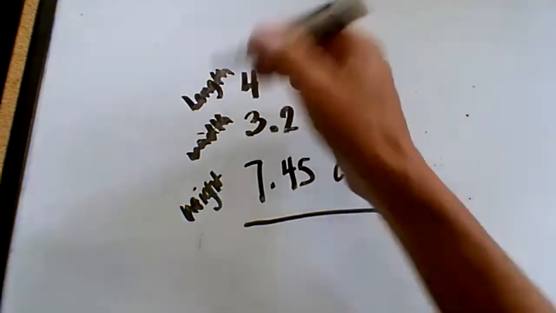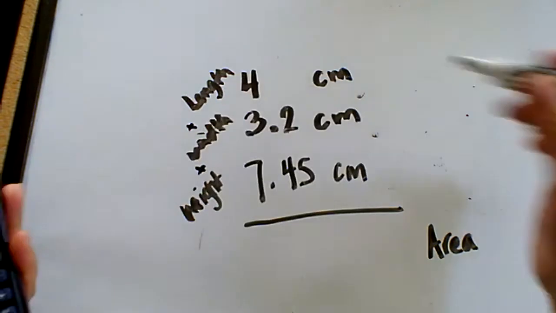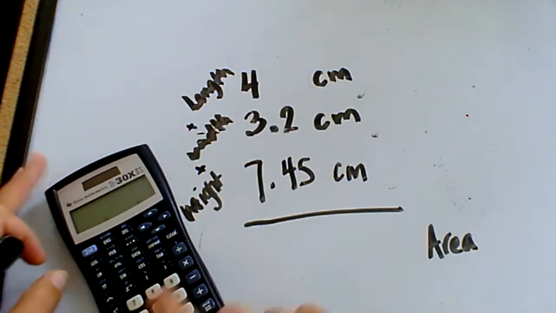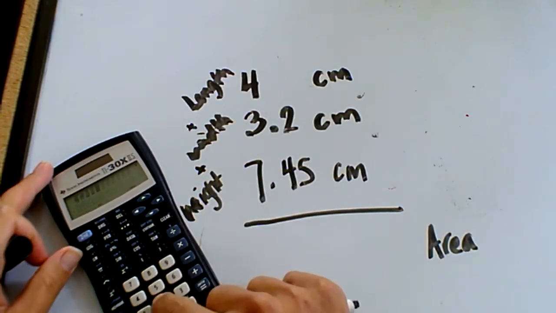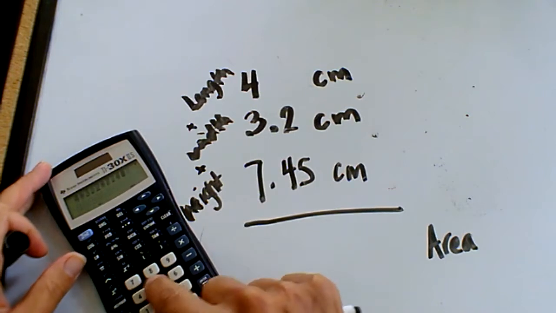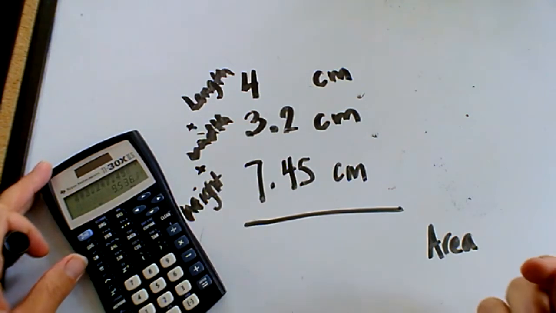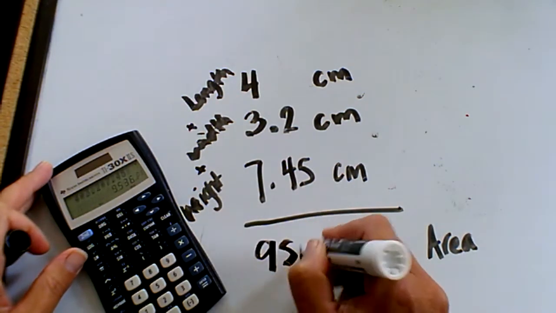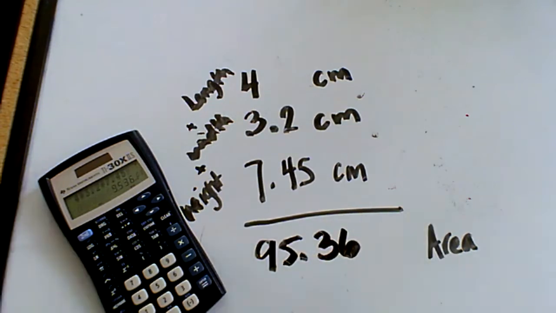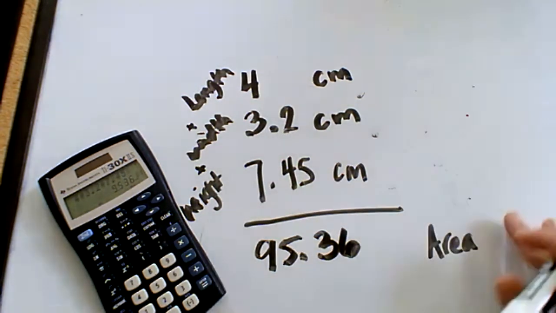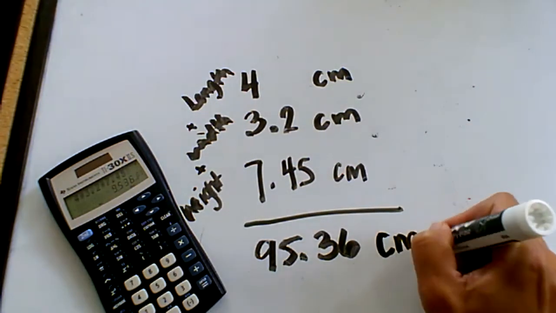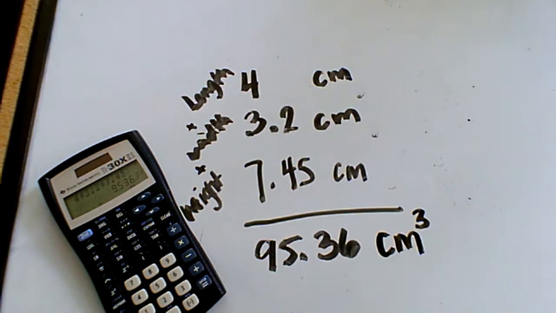And to get the volume, well, we would do the length times the width times the height, right? And we have those values right here. So I would do 4 times 3.2 times 7.45 equals, and that would give me 95.36. Okay? We need to have a unit of measurement behind that. That's a centimeter times a centimeter times a centimeter, so that will be a centimeter cubed.